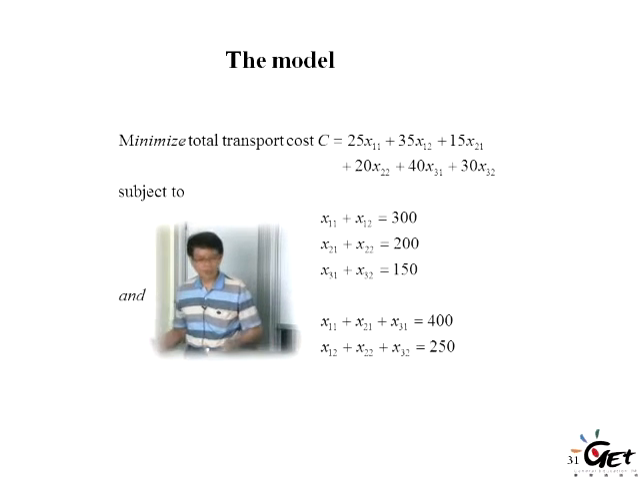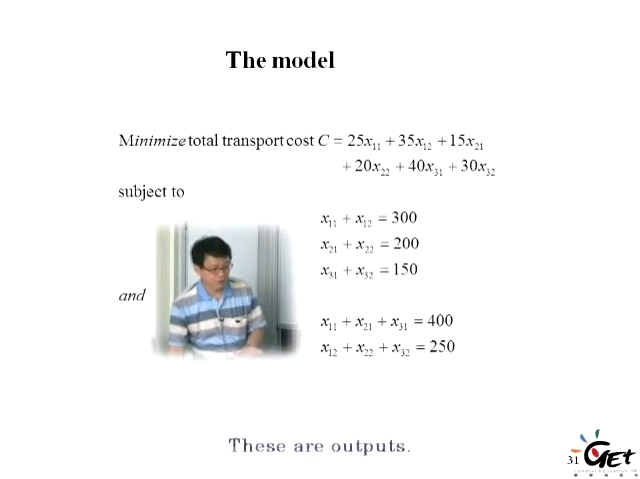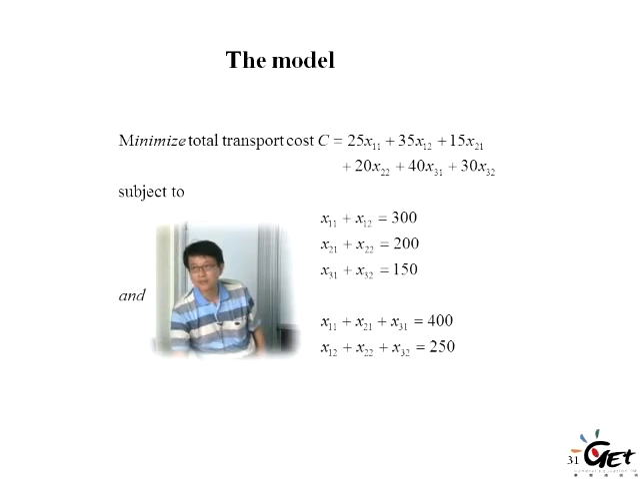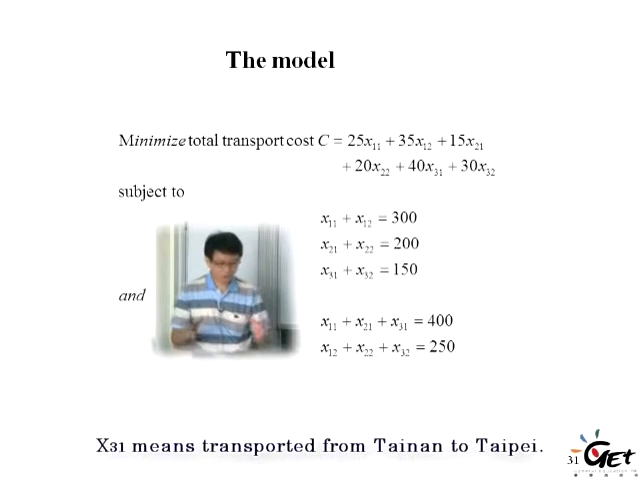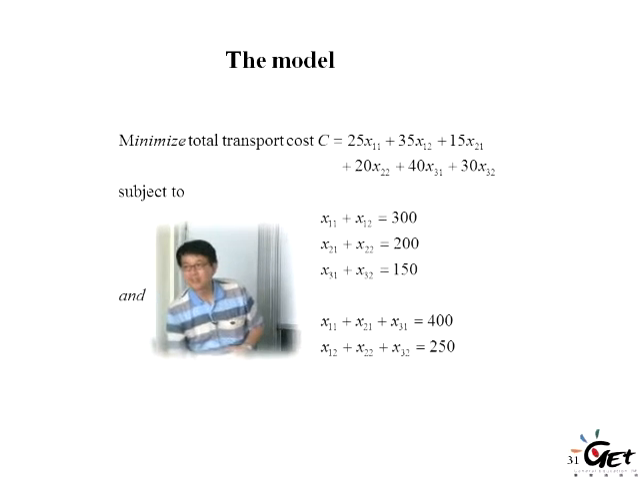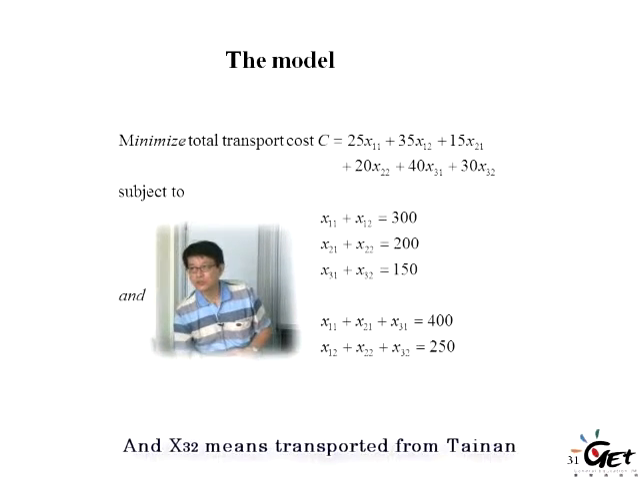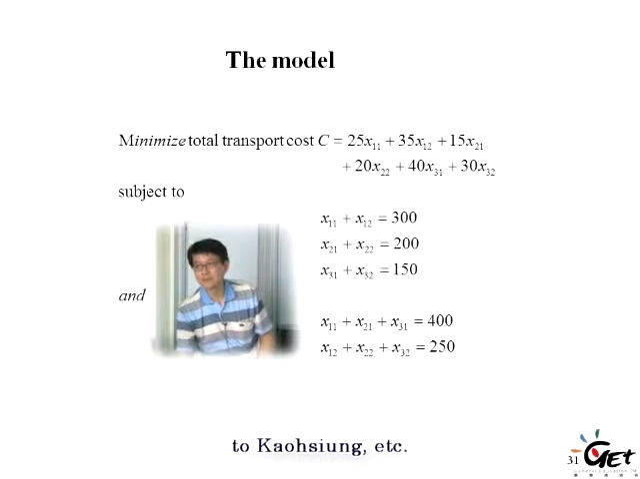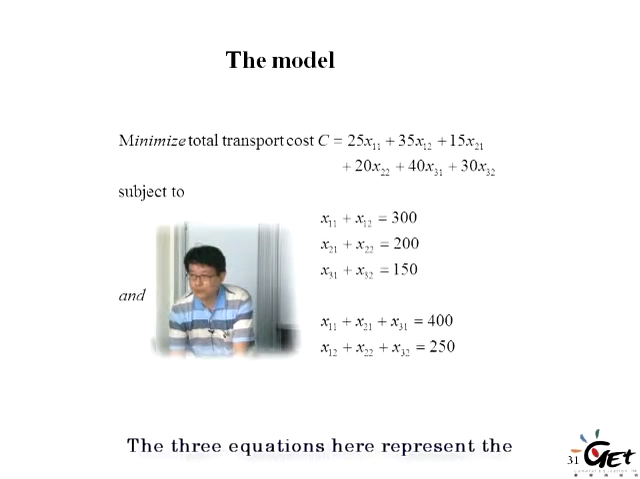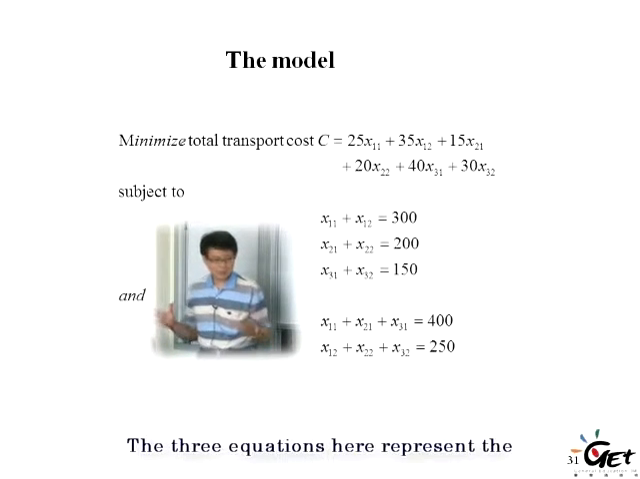We don't know, right? These are outputs. When we solve the problem, we'll get these numbers. X11, X12. X31 means transported from Tainan to Taipei, and X32 means transported from Tainan to Kaohsiung, etc. Okay, and the constraints.